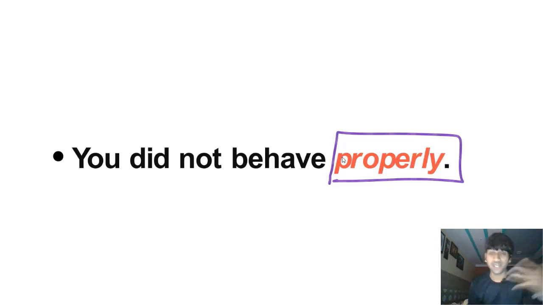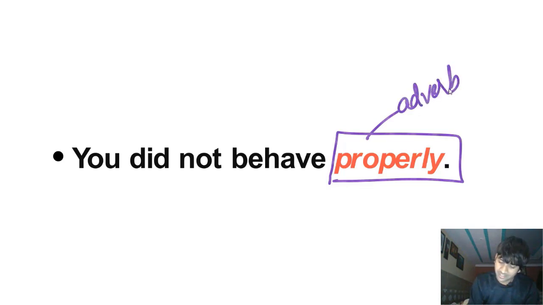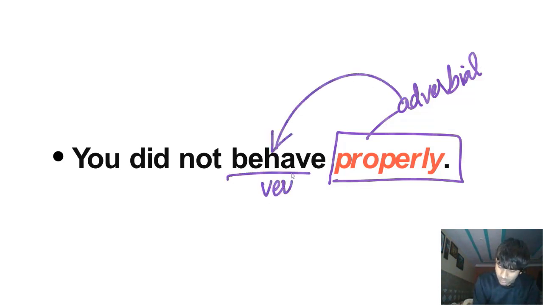You did not behave like you should. You did not behave like a professional. All right. So the manner in which you behave or don't behave has to be mentioned. So properly is an adverb that is modifying. It's an adverb and all adverbs are adverbials, so I can call it an adverbial as well, right? It is a regular adverb, which is a part of an adverbial, which is modifying the verb behave. So it is working as an adverbial.